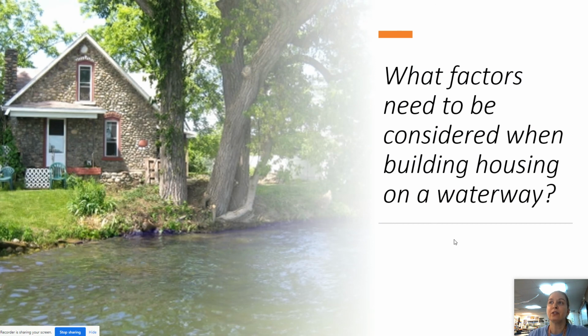So what factors need to be considered when building housing on a waterway? There's 2 big things. You want to see what the land use upstream is, because you don't want that affecting you negatively. If you live downstream of a big farm, all those nasty nutrients that are washing in are going to be affecting you. You also need to think about the effects of the water on water quality downstream when you have your house. So don't be dumping chemicals here to affect the people downstream.